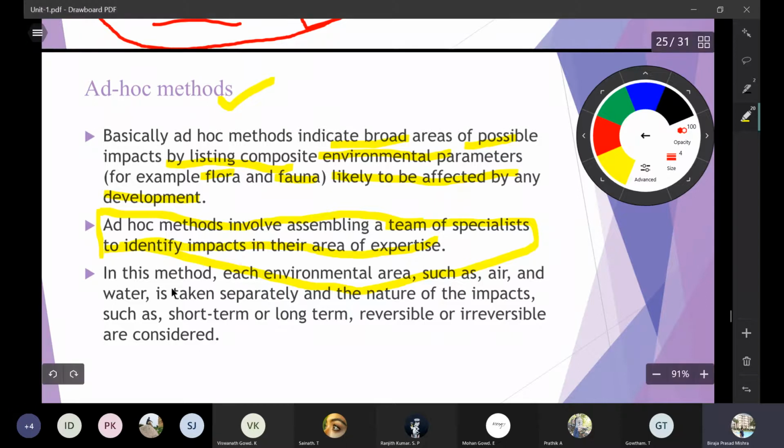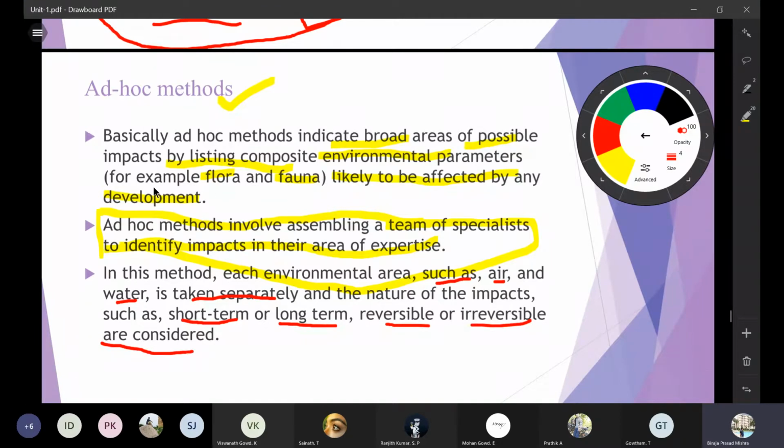Next one, in this method, each environmental area such as the air and water is taken separately, and the nature of the impacts such as short term or long term or reversible or irreversible impacts are considered. Okay, so these are basically the salient features of the ad hoc method.